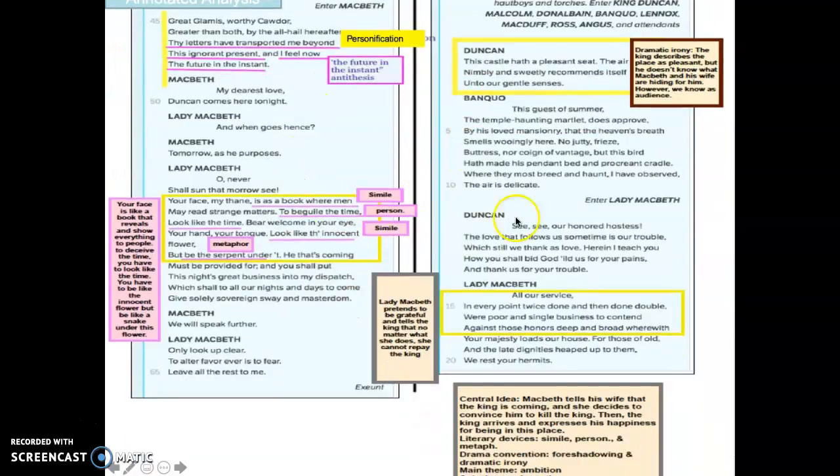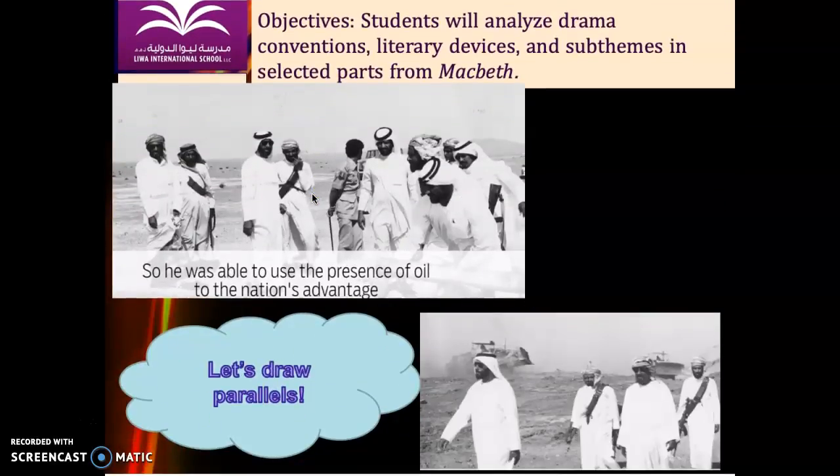Now, this is going to be available for you, where the detailed analysis is annotated on the page, and this is uploaded on the Google Classroom so that you can refer to it and study from it as you wish. But before we refer to our Mastery Connect plenary, let's link this to our real life. Let's draw parallels or think about ambition and how it is born.